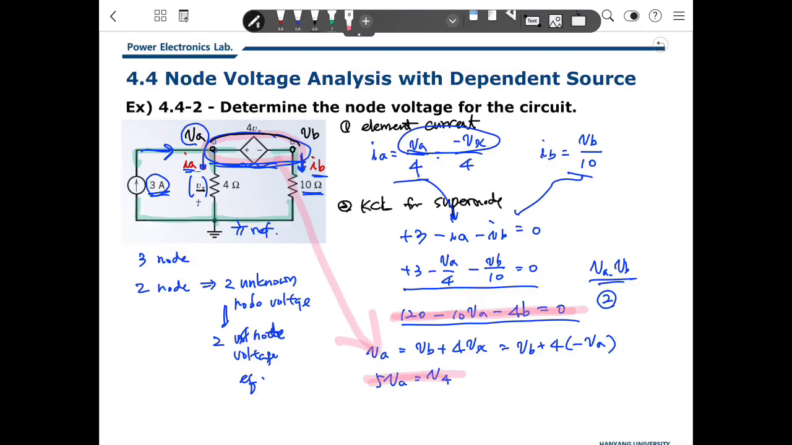So one equation is based on the supernode and one equation is from within the supernode. Two unknown variables, two equations, then we can get VA and VB respectively. That's the way to solve. Now the dependent source is a kind of supernode.